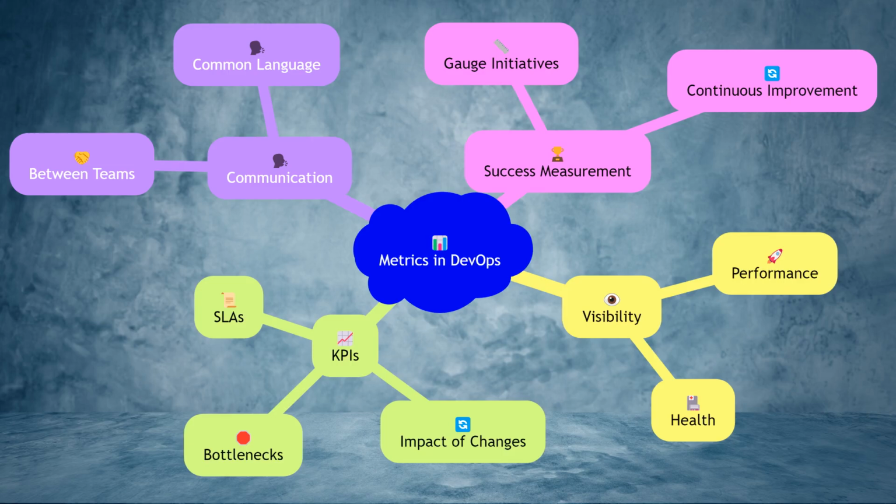Metrics are the backbone of any DevOps strategy. They provide visibility into the performance and health of applications and infrastructure. By tracking key performance indicators, KPIs, teams can identify bottlenecks, measure the impact of changes, and ensure that service level agreements, SLAs, are met. Metrics also facilitate communication between teams, providing a common language to discuss performance and areas for improvement. Without metrics, it would be challenging to gauge the success of DevOps initiatives or to drive continuous improvement.